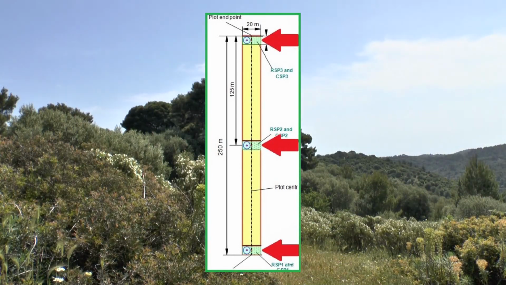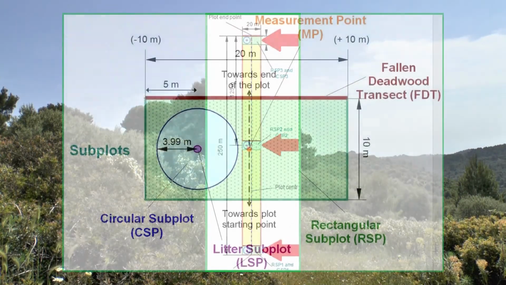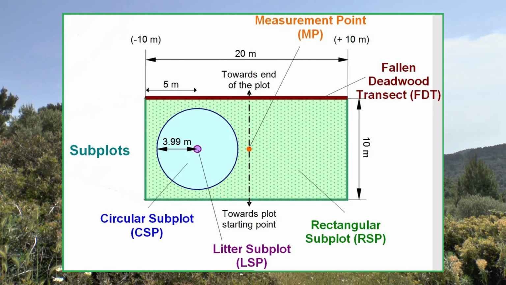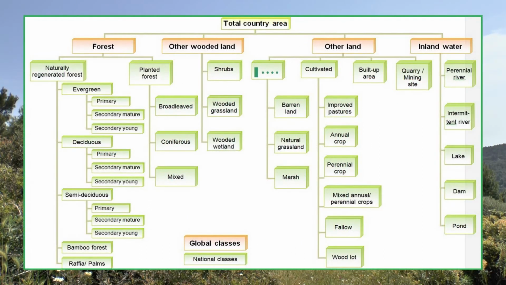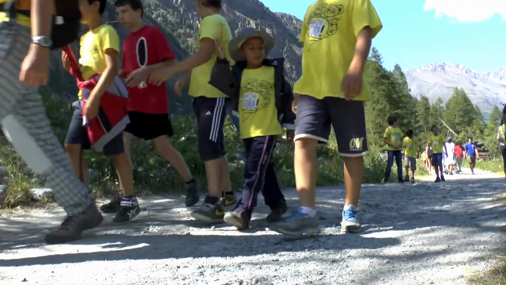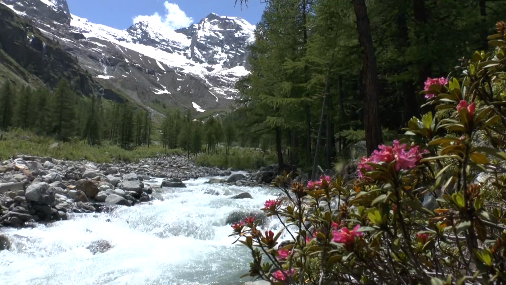Each plot has 3 sets of subplots containing rectangular, circular and litter plots, as well as transect lines for fallen deadwood. Each plot is mapped into land use sections and intersecting roads and waterways are drawn.